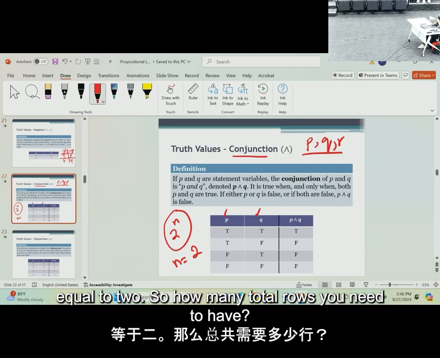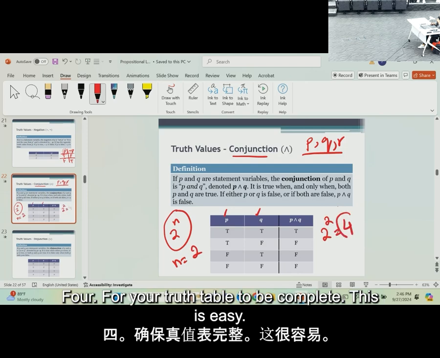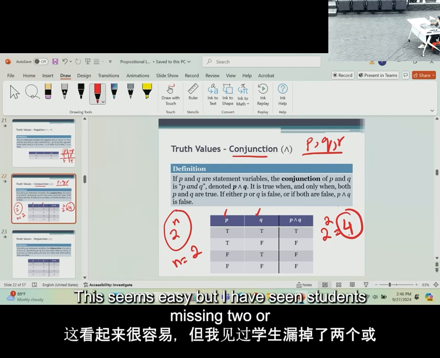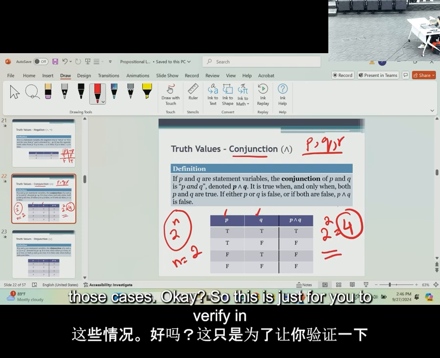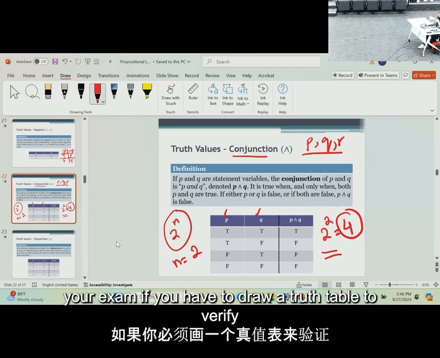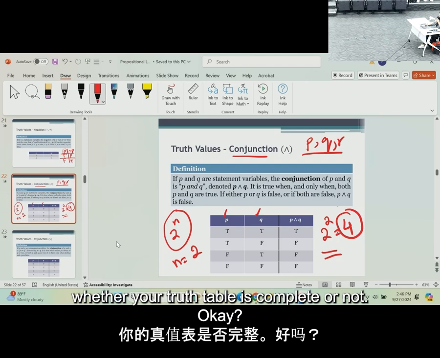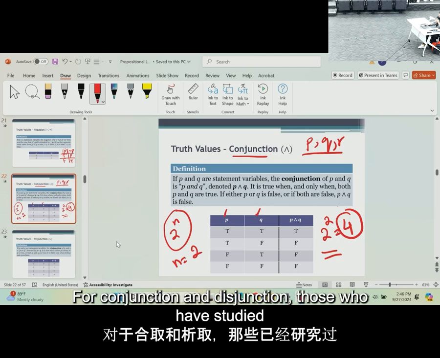It means n is equal to 2. So how many total rows do you need? 4, for your truth table to be complete. This seems easy, but I have seen students missing 2 or more rows when they have 3 variables, especially in those cases. So this is just for you to verify in your exam, if you have to draw a truth table, whether your truth table is complete or not.